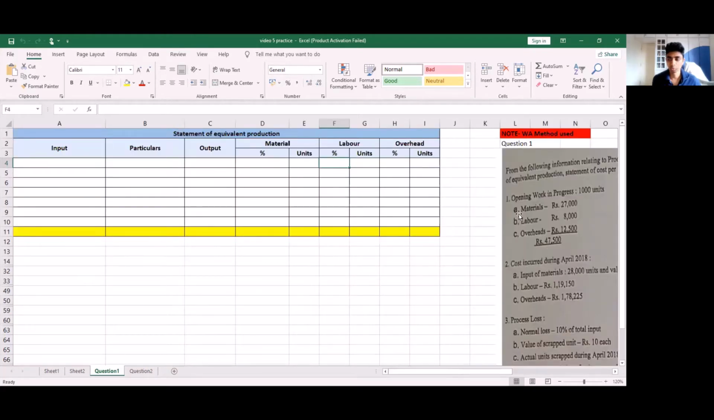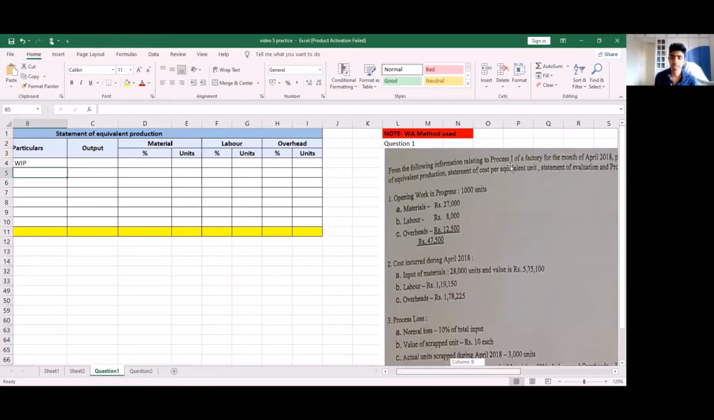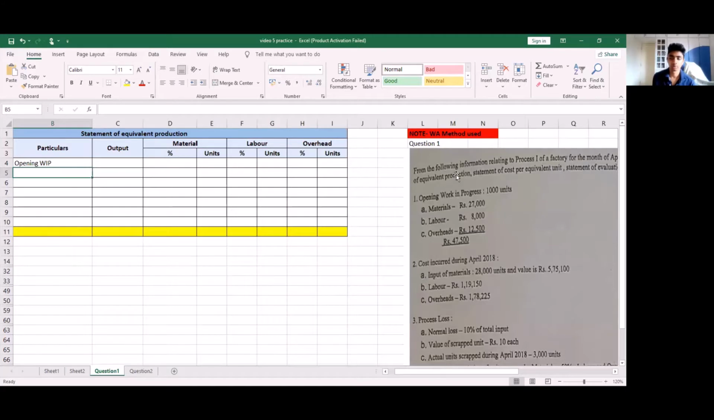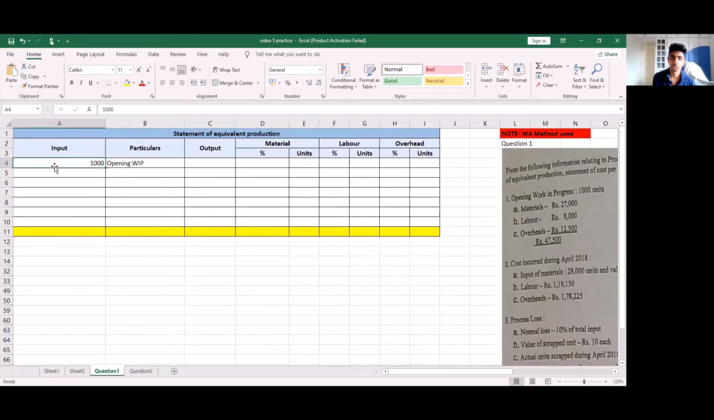So first we have opening work in progress. So in our particulars, we will write opening work in progress. It's given that opening work in progress is 1,000 units. So we will write 1,000 as the input. Now, as for the output, since we don't know what percentage of work is being completed in our opening work in progress in various stages, we will not write this output value. So we will write an input value of 1,000, but not write anything in our output column.